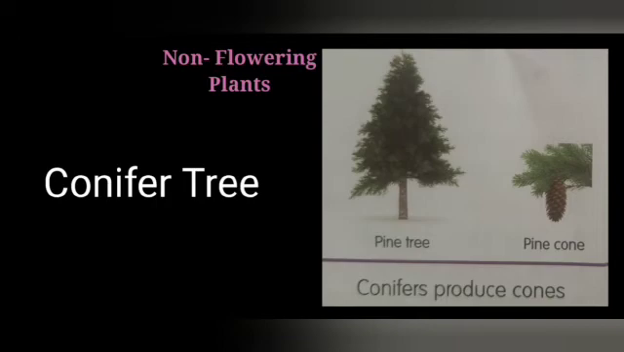Conifers like pine trees produce cones that contain seeds. You can observe this in the picture. Pine cones, they produce spores, which are helpful to reproduce another tree. So thus we saw about flowering and non-flowering types of plants.